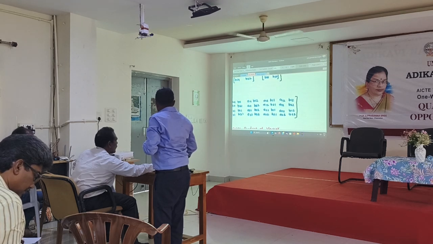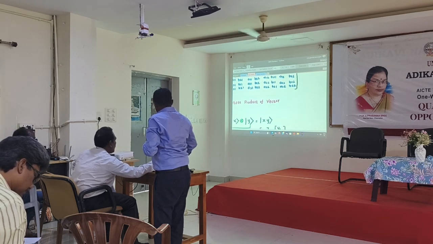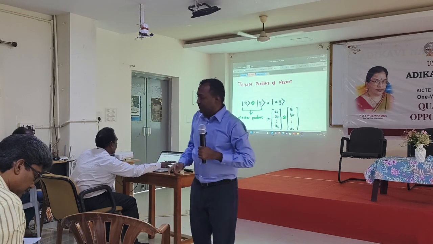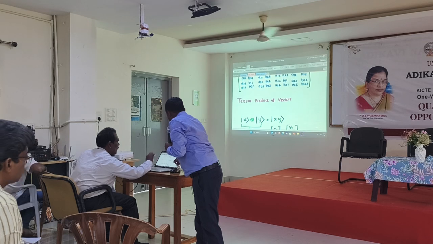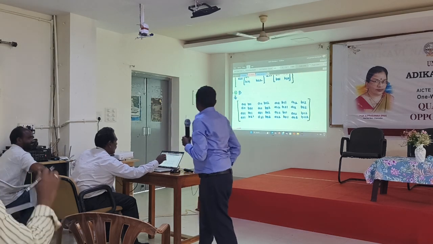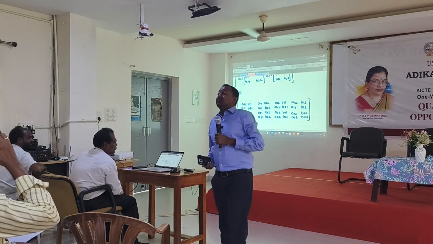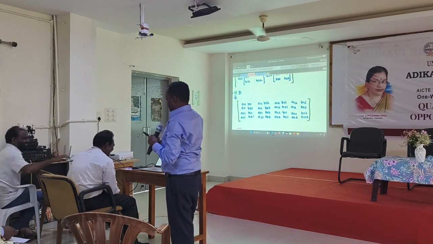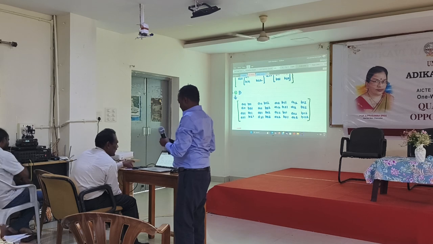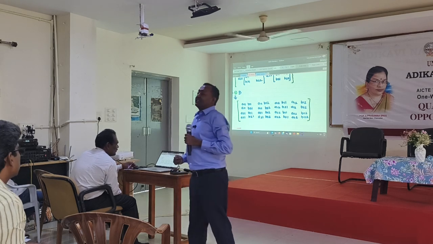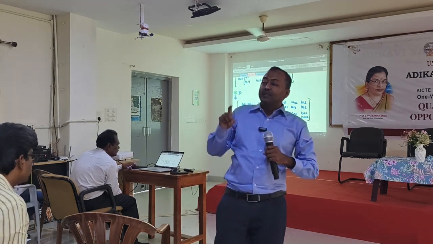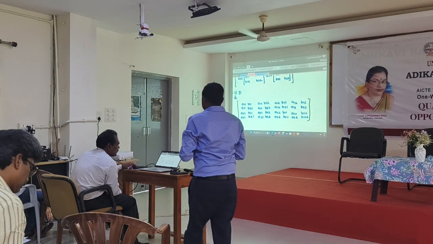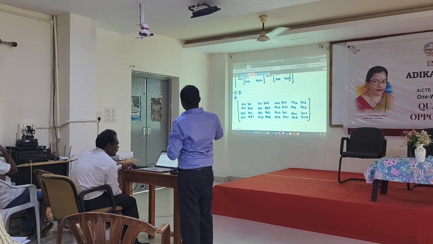Right. Now the tensor product of two vectors. Note it down. This is the tensor product between matrices. We are discussing the tensor product between matrices. So this is very simple. A tensor B. These are all the entries 1, 2, 3, 4.